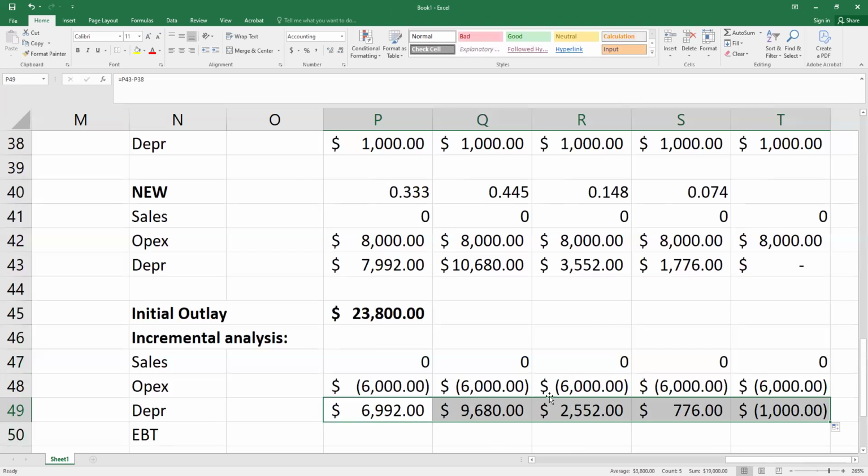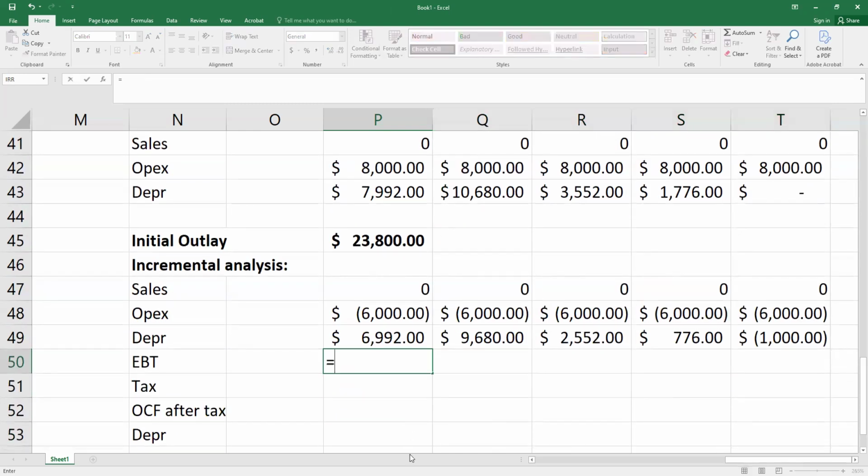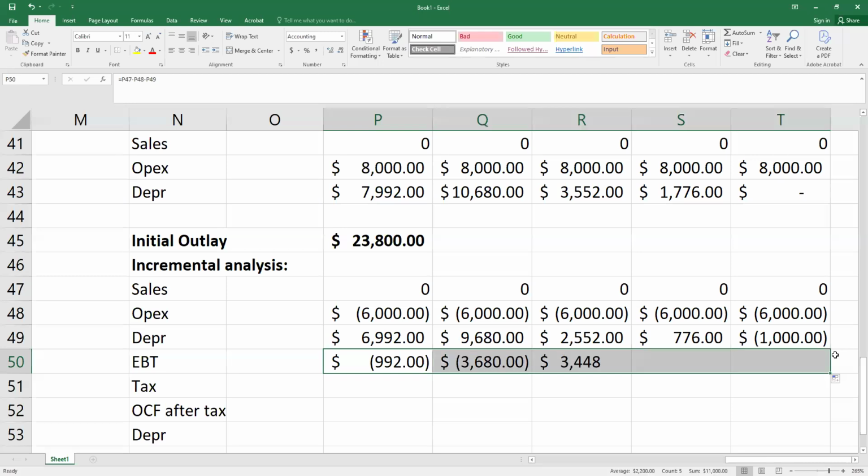By the way, pay attention to the OPEX. It became negative here. A negative sign in OPEX, in cost, specifically in Excel, means that you're saving. Because it was 14,000, now it became 8,000. You're saving 6,000. And now you can calculate earnings before tax from it. How do we calculate? Sales minus OPEX minus depreciation. That's it. And you pull it to the right.